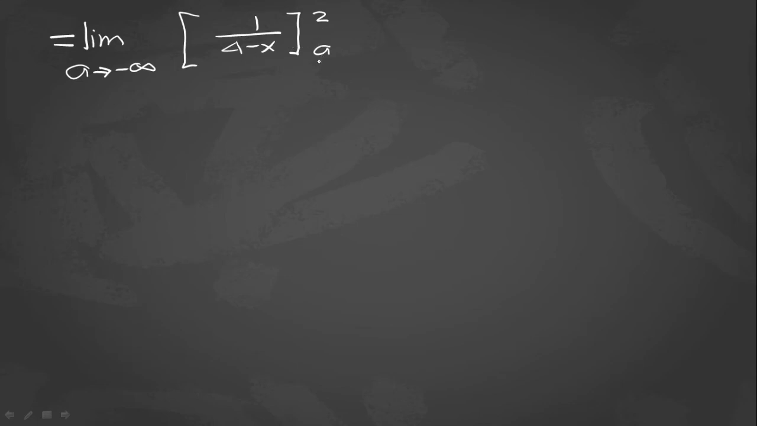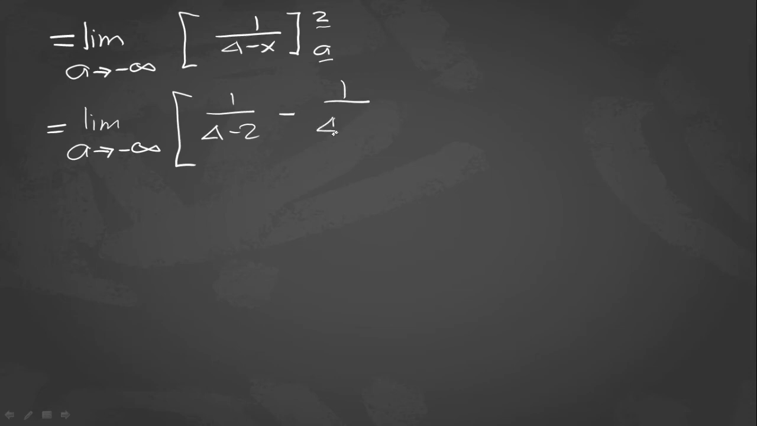Substituting our u, it will become 1 over 4 minus x. Evaluating each term at our lower and upper limits of integration, we will have the limit as a approaches negative infinity of 1 over 4 minus 2, minus the term for all the values of a, which is 1 over 4 minus a. This becomes 1/2.